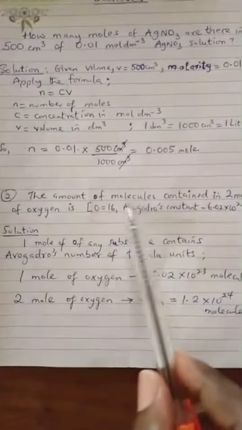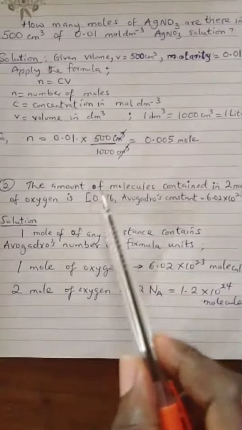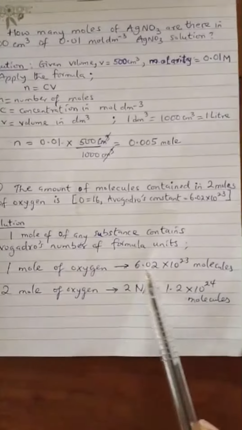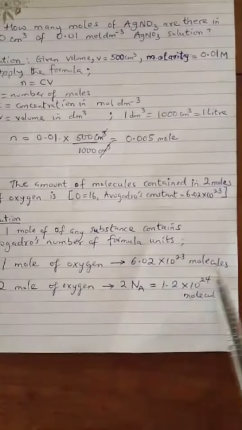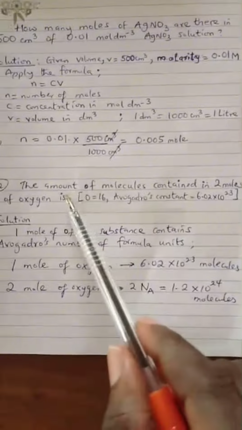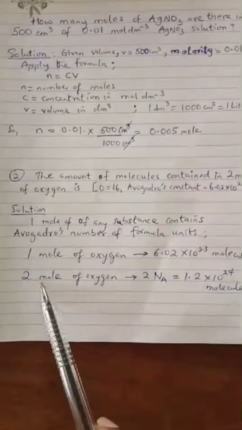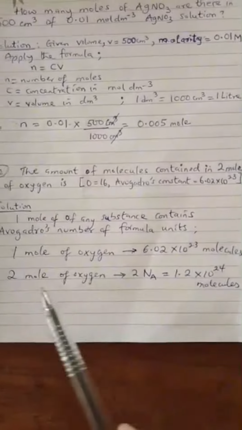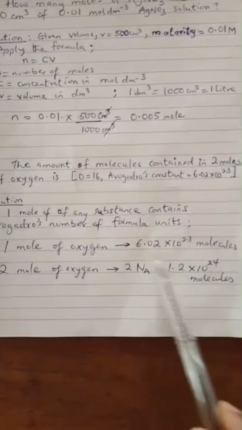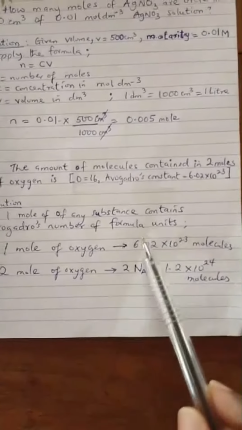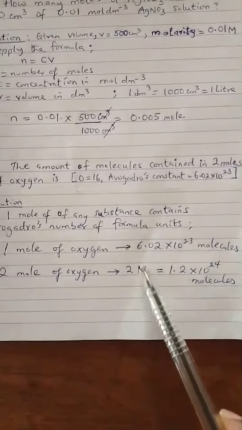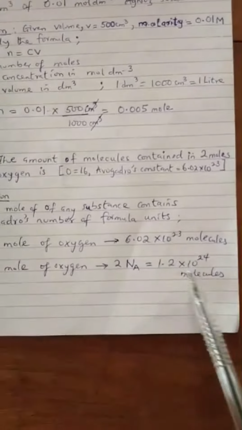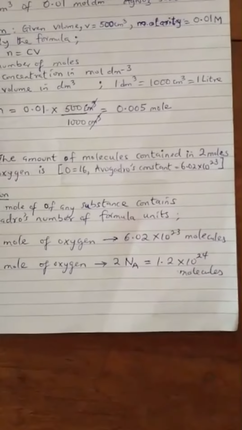In this case of this question, the formula units are molecules. 1 mole of oxygen contains 6.02 times 10 to the power 23 molecules. Therefore, the amount of molecules contained in 2 moles of oxygen should be what? 2 times this, by direct proportion. If 1 mole contains this, then 2 moles should be 2 times what 1 mole contains. So 2 times this. This N subscript is the symbol for Avogadro's number. So 2 times 6.02 times 10 to the power 23 will give you 1.2 times 10 to the power 24 molecules. So that's the answer.